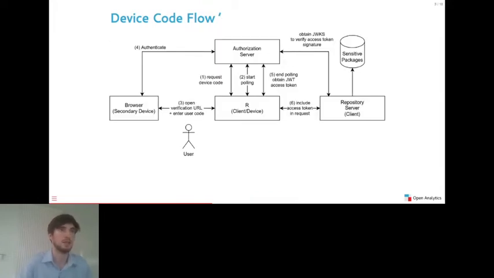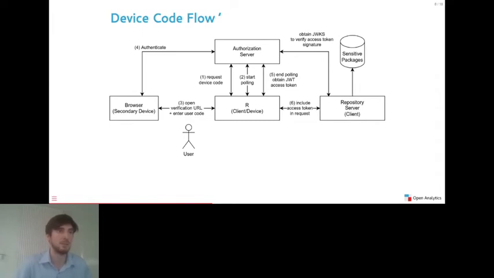So how does that look in a picture? Instead of directly using a browser, now a user has two devices. One is his R console, and the second one is his browser. The idea is that when we start the authentication, R will contact the authorization server and will request a device code. And then it will start polling the authorization server to continuously ask, has the user been authenticated? Has he been authenticated? And so on.